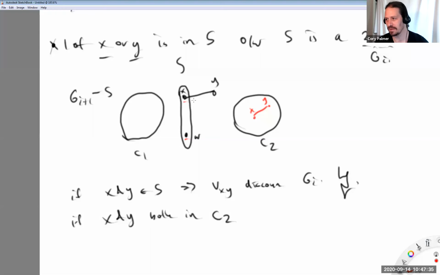Then this cut S also separates G, right? After contracting this edge here, it's clear that this cut here would still separate. I mean, I said this a moment ago up here. This is just in the picture now. So then S disconnects GI still, but that's no good, right?